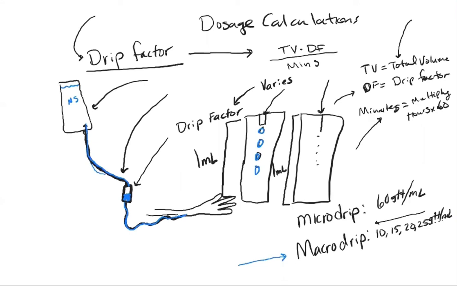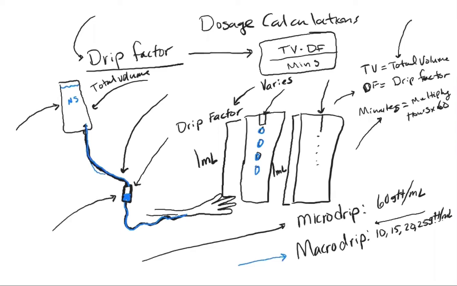This is the formula that you must memorize. Drip factor talks about there's going to be normal saline given. That's your total volume. The drip factor is going to be the tubing that you're going to use, which could be either micro or macro. And it gives you your drip factor formula. How many drops equal one mL?